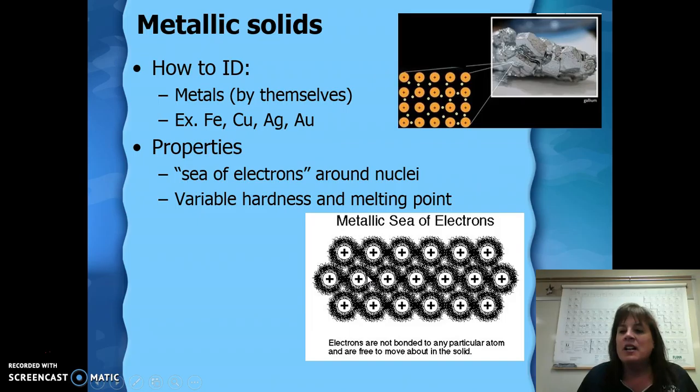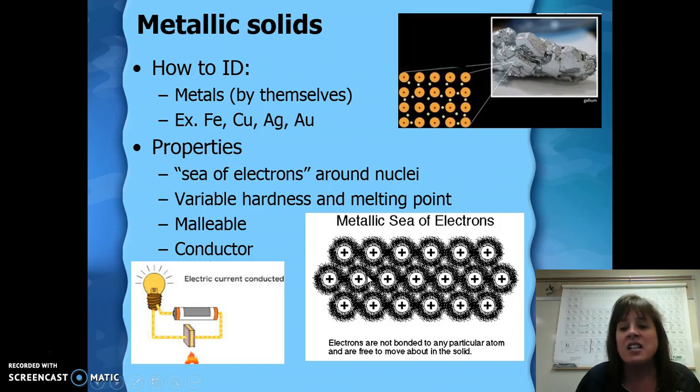Metals have variable hardness. Like when we were doing that lab with the lead and the zinc, I could tell it was lead because lead bends really well. But zinc is really hard. It's not very easy to bend. They also have variable melting points. They're malleable, which means they're bendable, and they are conductors. So when we run current through a metal, because we've got this sea of electrons, we'll generate electricity. So that's why your houses are wired with copper wires. Copper's a metal.